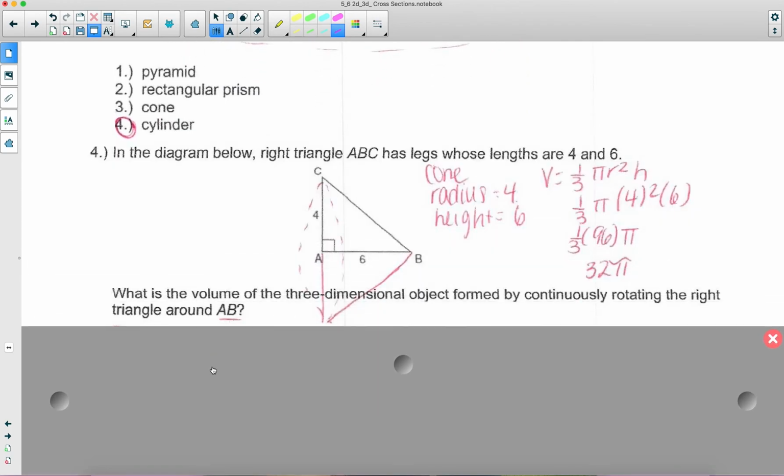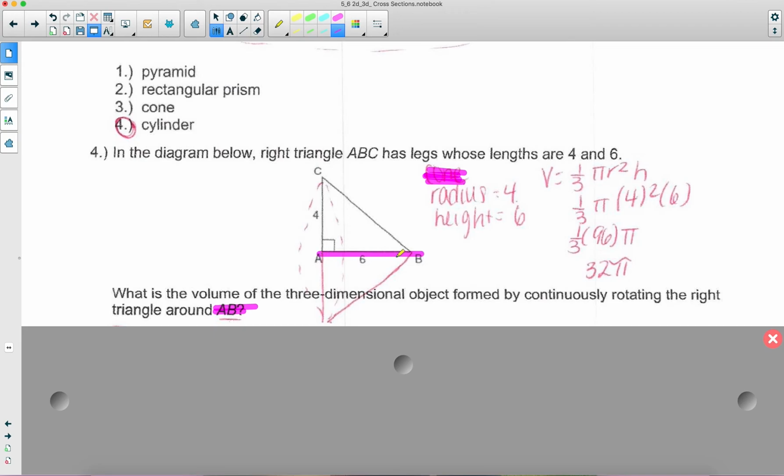Take a look at how they used cross sections and also rotations to throw in a volume question. It says we have triangle ABC and it has legs that are 4 and 6. They want the volume of the three-dimensional object formed by continuously rotating the triangle around AB. For these questions, there's no way you can do this in your mind. You have to sketch something. First, if you rotate a triangle, what do you get? Well, you get a cone. And it's important to know in the cone what's the base and what's the height.